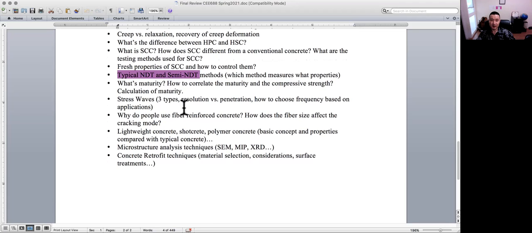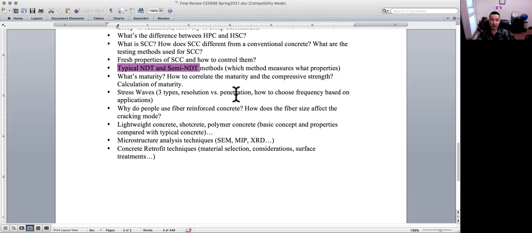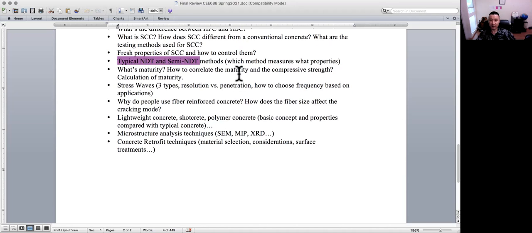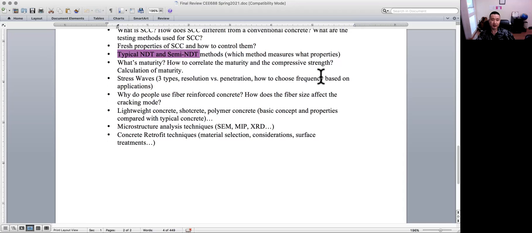Maturity, you should know what maturity is. Basically, time times temperature. So the longer the time the concrete lasts, and the higher the temperature the concrete cures at, the higher the maturity. And how we can correlate the maturity with the strength of concrete.